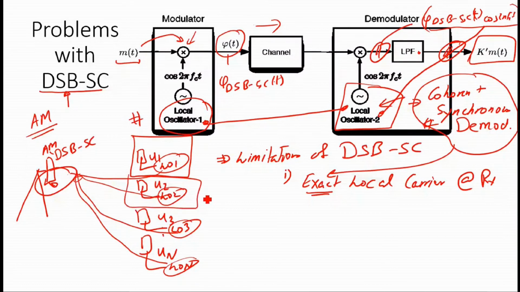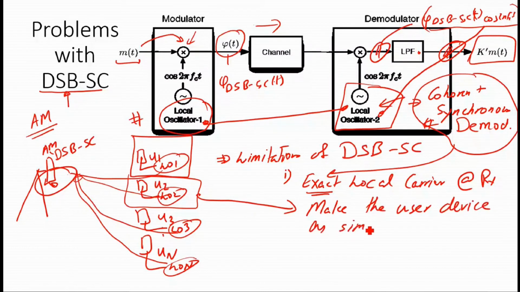And what is that situation? We need to make the user device as simple as possible. And by simple, we mean two things: simple in design, and cost effective. If users are buying expensive devices, and we have a number of users, each one of them would be buying expensive devices, so the technology would become expensive.